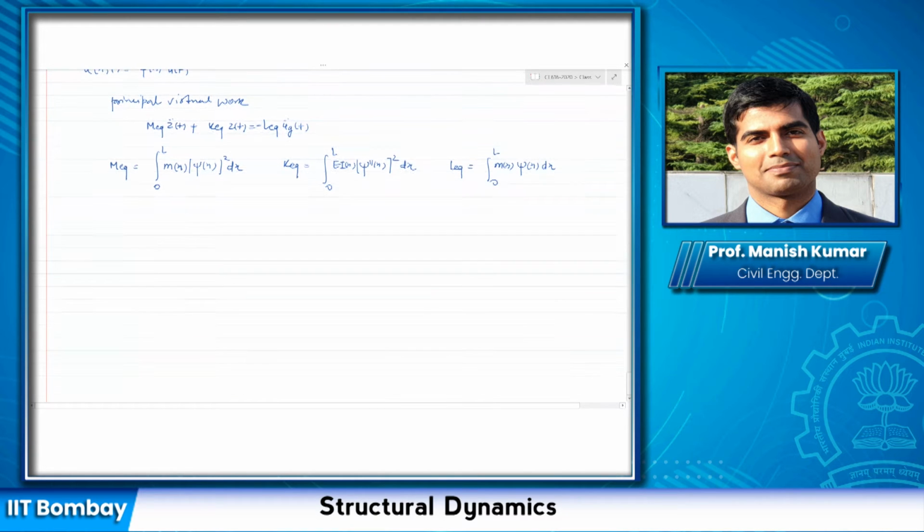So once we have that, this is the familiar form of the equation of motion that we have been dealing with so far. And we know that once we have obtained m equivalent and k equivalent, it is quite easy to find the frequency, which would be k equivalent divided by m equivalent. So the frequency squared would be this, and you can substitute the expressions that we have to find the frequency of the system.